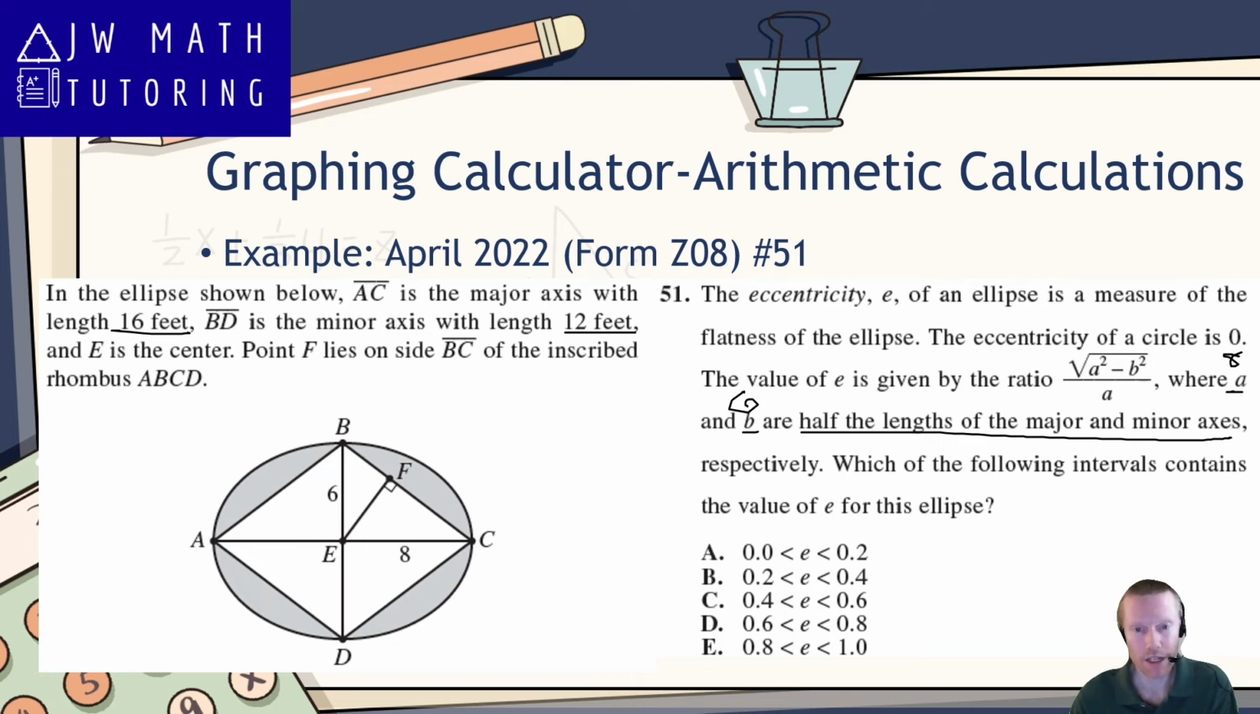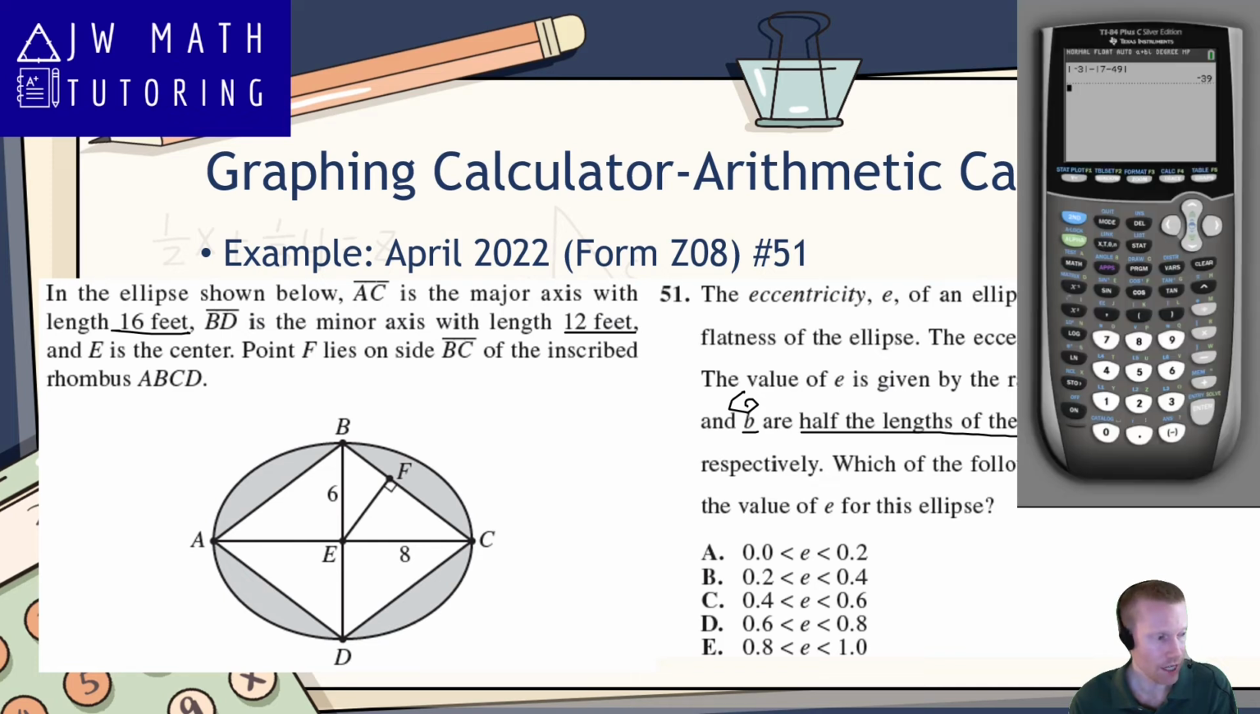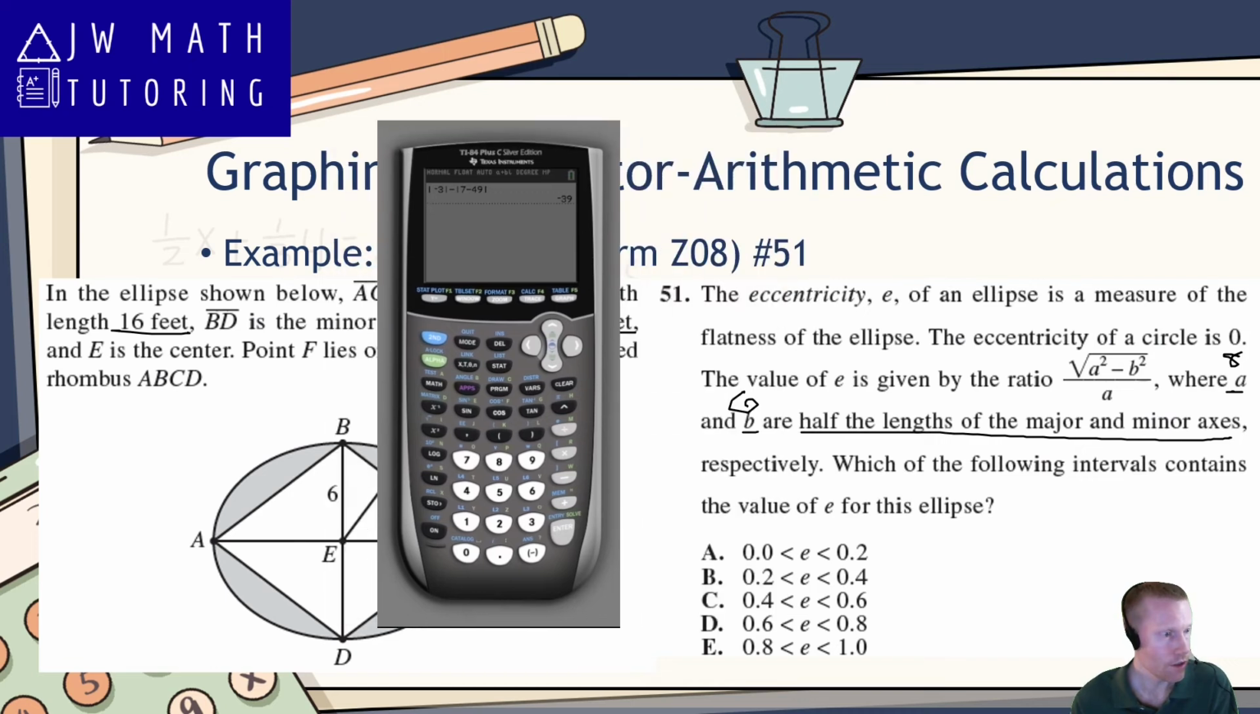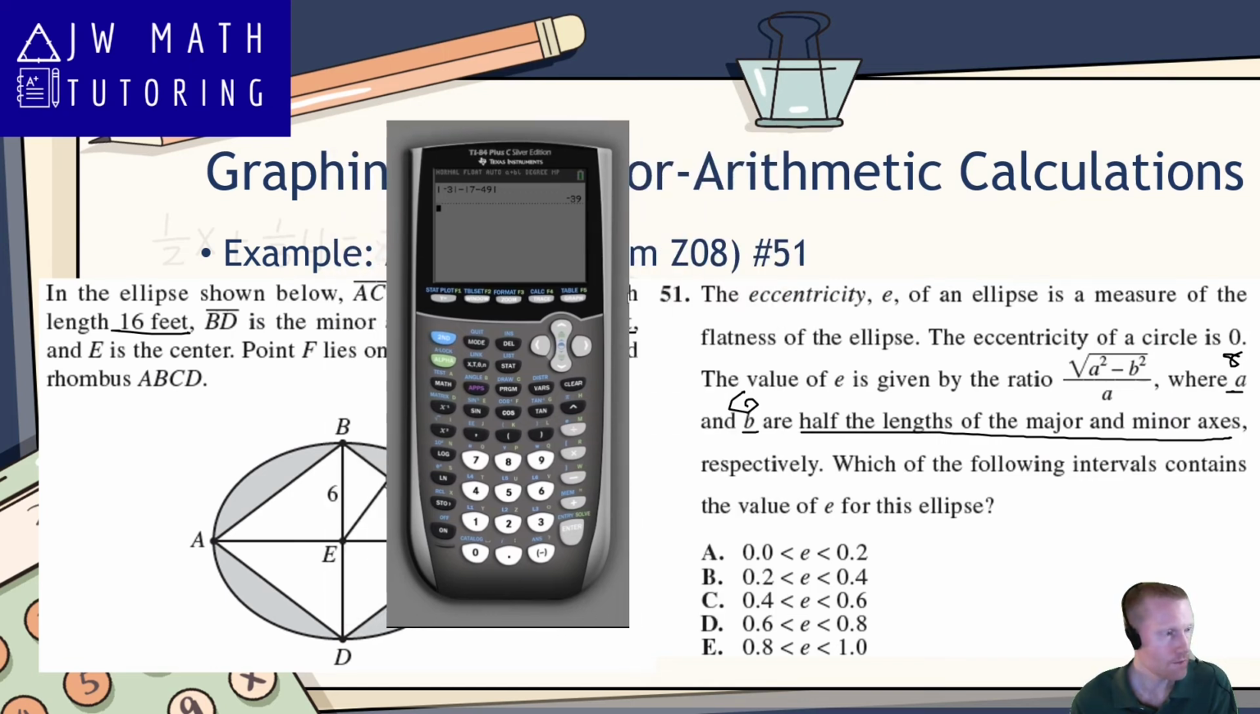But once you recognize that, then just go ahead and punch this whole thing into the graphing calculator. Don't try to do it by hand. So let me just move the calculator on the screen here so that we can see the formula. So notice we just are going to do square root, and I'll put a parenthesis, and then it's 8 squared minus 6 squared, and then close parentheses, divided by 8.